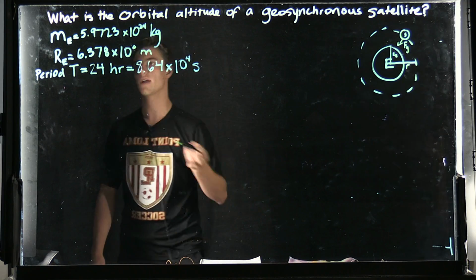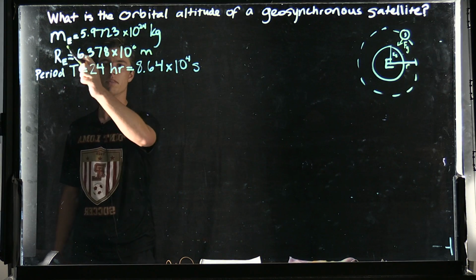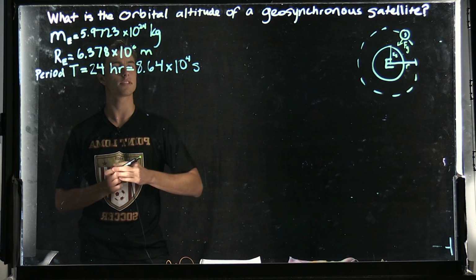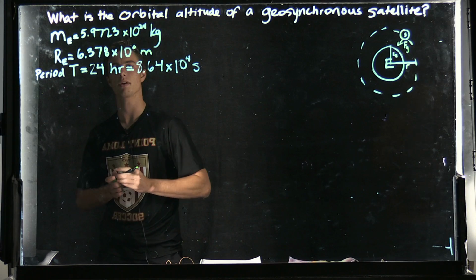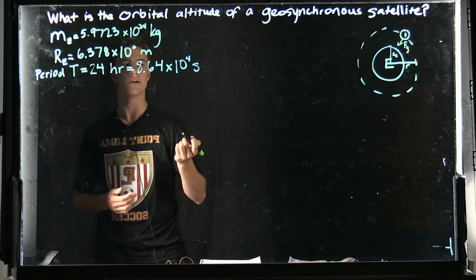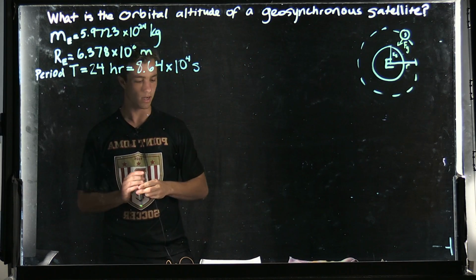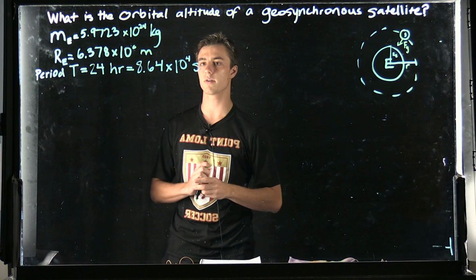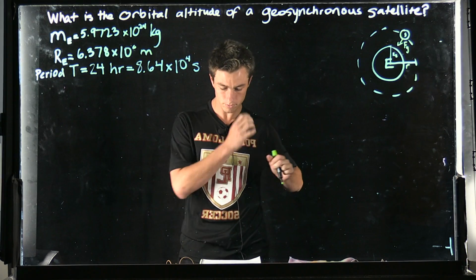Now, to start this problem, we have a few constants that we know already just by looking them up. The mass of the Earth is 5.97 times 10 to the 24 kilograms. The radius of the Earth is 6.39 times 10 to the 6th meters. And also the period it takes for the Earth to complete one cycle around is 24 hours, 1 day, which is equal to 8.64 times 10 to the 4th seconds.